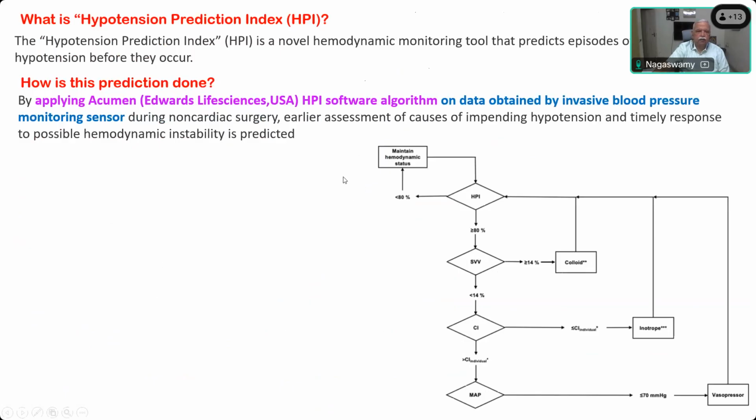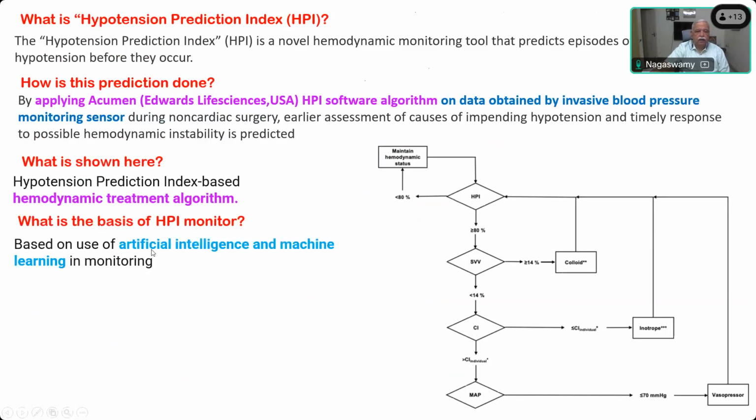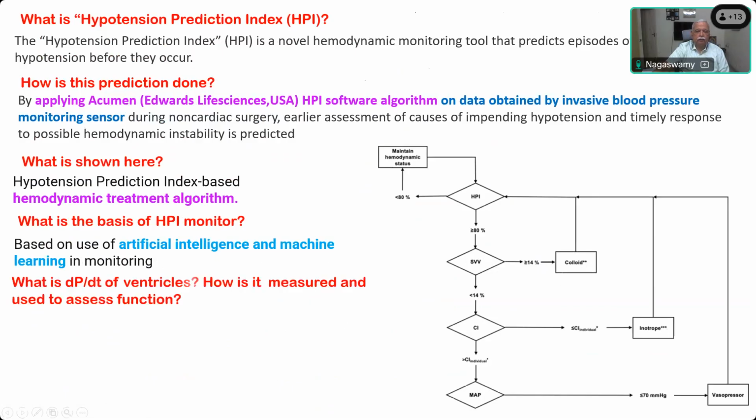That is the reason why this has been developed. So this is the hypotension prediction index based hemodynamic treatment algorithm. The basis of this is the usage of both artificial intelligence and machine learning in the monitoring. This has again come in the current Indian Journal of Anaesthesia, assessing this particular software by comparing use and non-use cases.